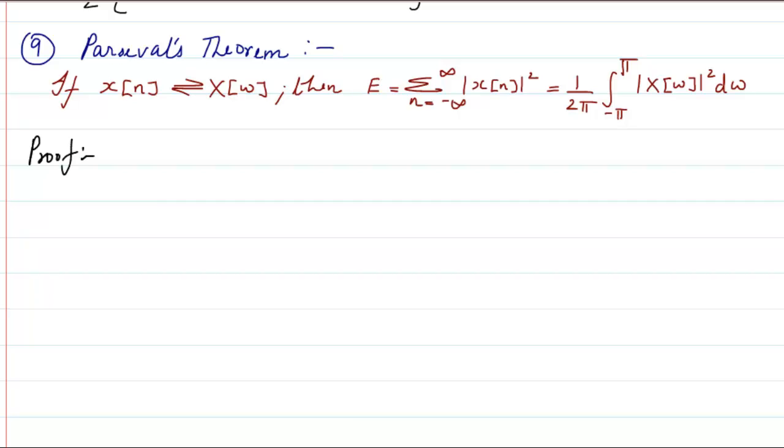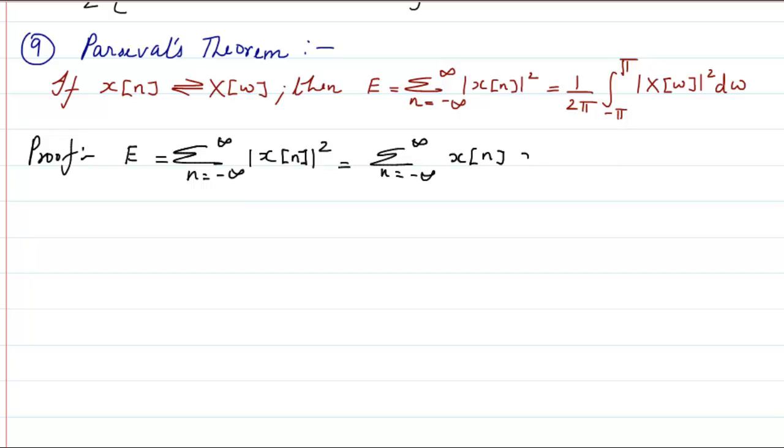We know that the energy of a signal is given by the summation from n equal to minus infinity to infinity of the magnitude square of x of n. The magnitude square of x of n can also be written as x of n multiplied with the conjugate value of x of n.